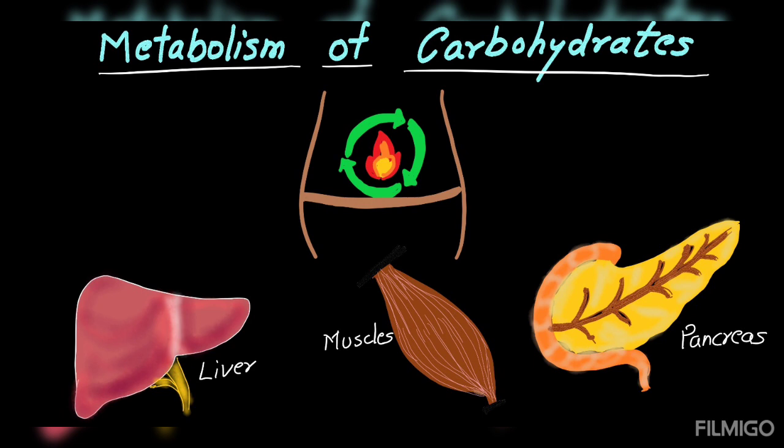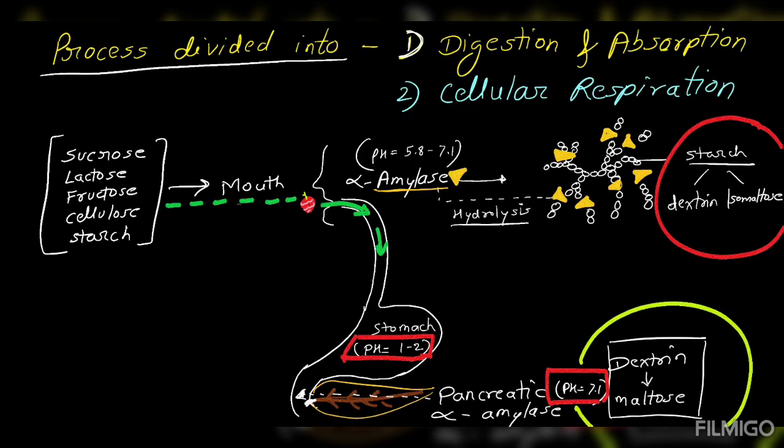Carbohydrate metabolism involves a series of complex biochemical reactions that occur in different parts of the body, including the liver, muscle and pancreas. The process can be divided into two main stages: digestion and cellular respiration. When one eats carbohydrates, our bodies break them down into glucose molecules. Glucose is a simple sugar that can be easily absorbed by the bloodstream.